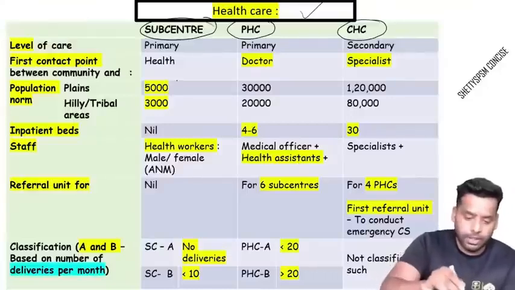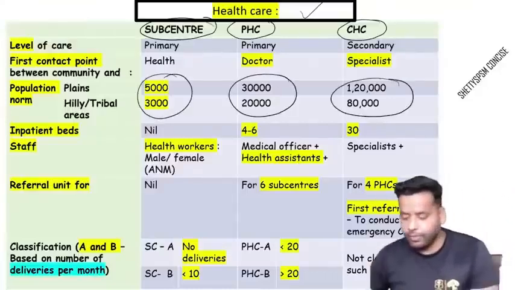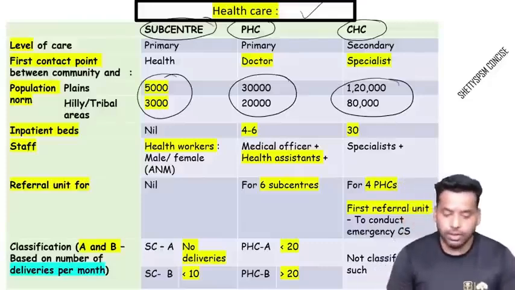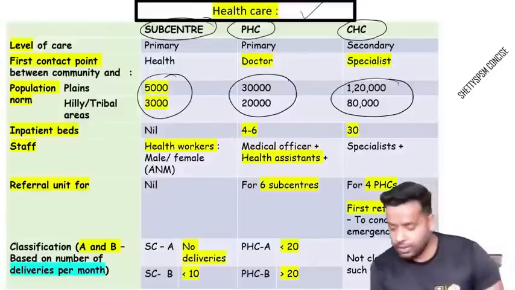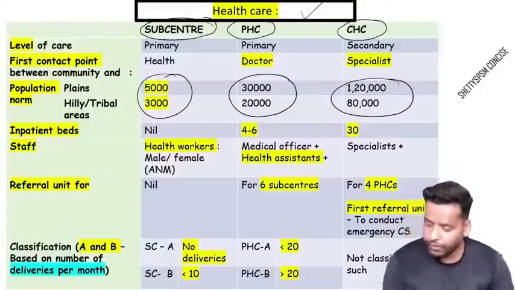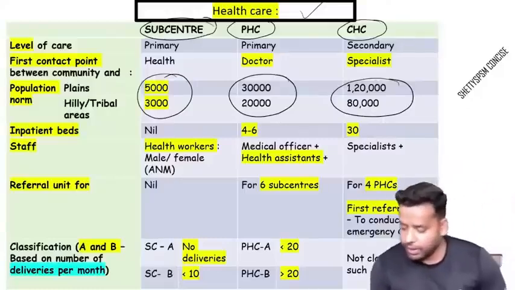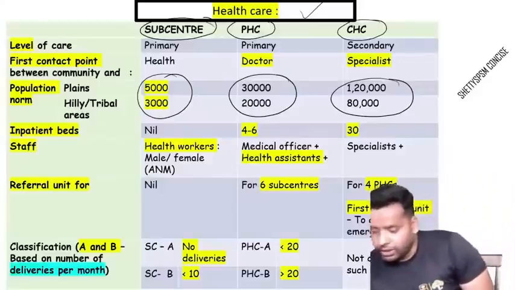Okay, in this population is important. First one. Now tell me. Good, listen. How much population for hilly area sub-center? 3000. For plain cities 5000. That is very basic question what they are framing. 20, 30, 80, 120. This is population wise.